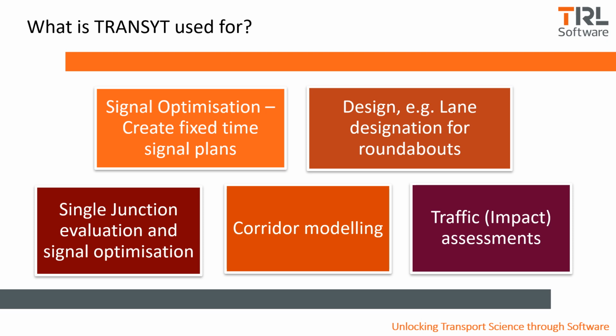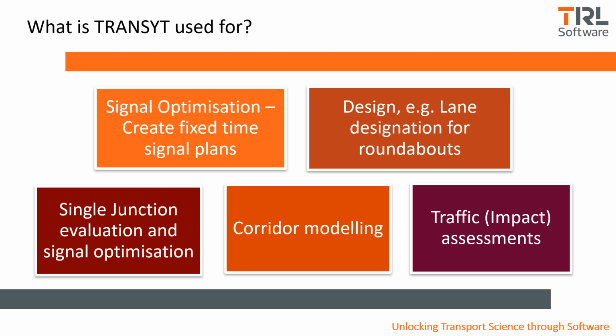What is TRANSYT used for? Its core use historically has been signal optimization in order to create fixed time plans, but in recent times it's been extended to be used for a number of other purposes along the way. One of these shown in the top right there is for design purposes, for example working out the best lane designation for a roundabout, which is quite a time-consuming job to do and can be done relatively easily with the tools built into TRANSYT these days.